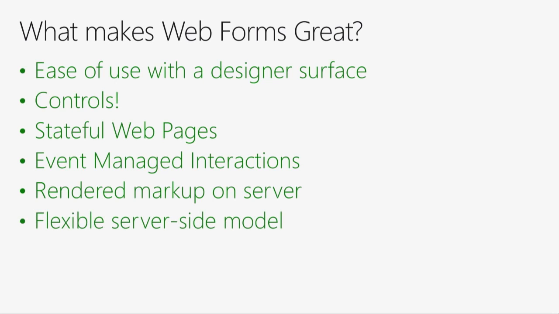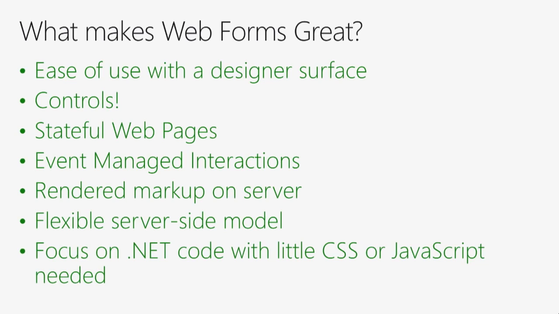And of course, we've got that flexible server-side model. All we're doing is generating angle brackets and curly braces. I can do other things out there as well and generate images and send those down to my visitors. But I can add on other features to my Web Forms projects as well. We'll take a look at that. And of course, we've got to focus on .NET code, and I can stay out of CSS and JavaScript maintenance when I build Web Forms applications if I don't want to. But as we're going to see, in today's web, that's something that you're going to want to consider.